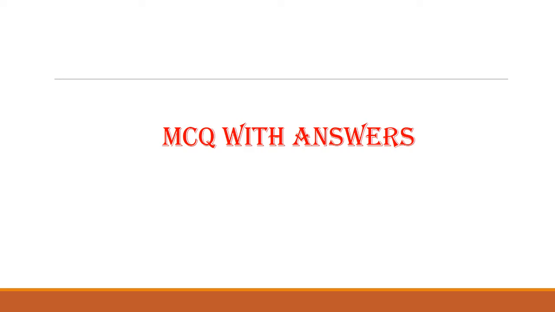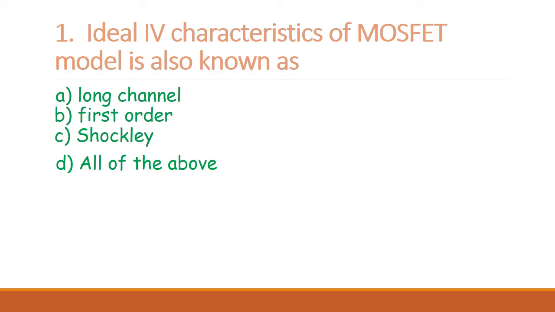Now let us see some important multiple choice questions with answers. First question, ideal IV characteristics of MOSFET model is also known as. Ideal IV characteristics is otherwise called long channel, first order as well as Schottky. Therefore the answer is option D, all of the above.